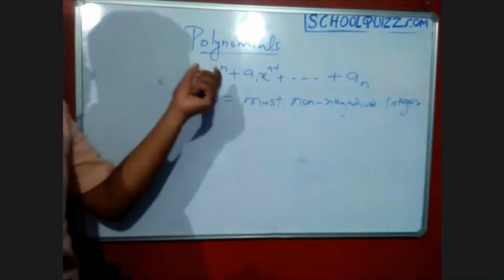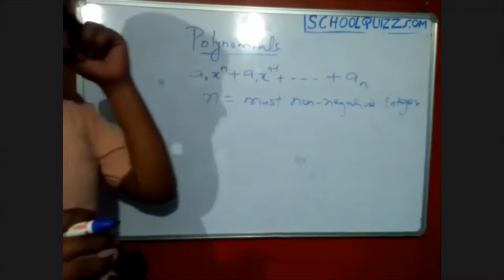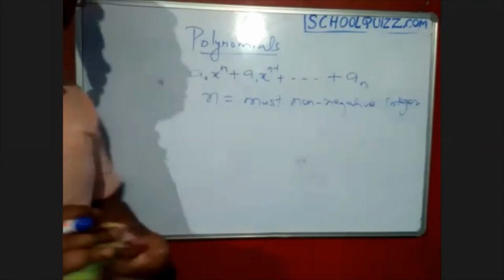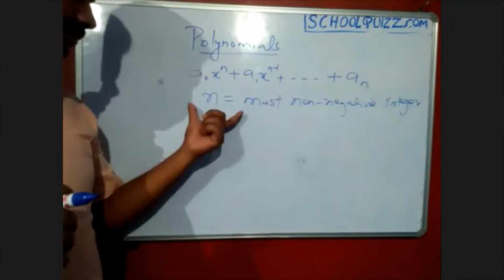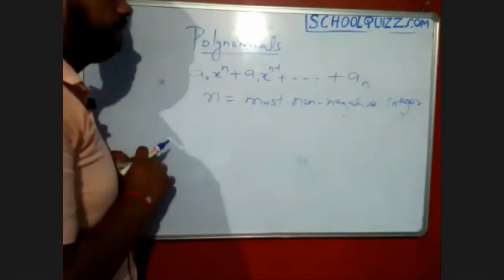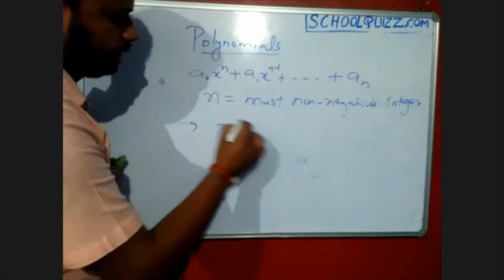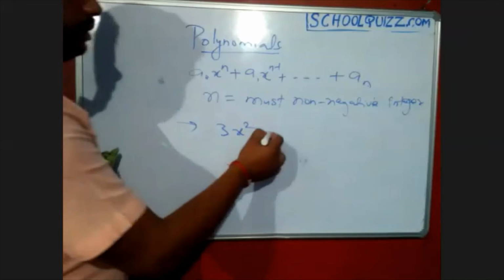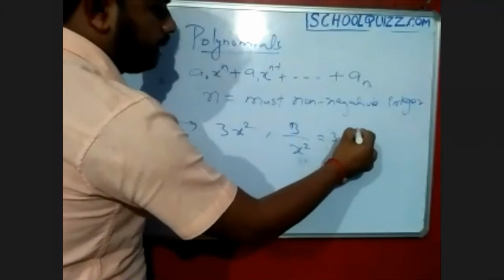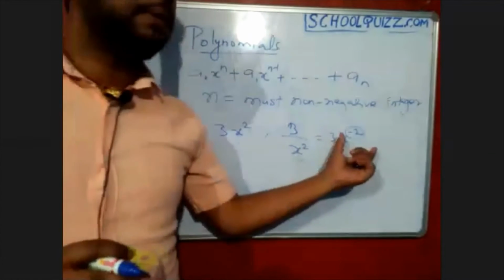So n should not be a negative number. Then we can say that the expression is a polynomial. If it is negative, then we can count it as a multinomial, but not as a polynomial. This is the first condition a polynomial must satisfy. Suppose I say 3x square, this is a polynomial. But if I say 3 by x square, which we write as 3x to the power minus 2, the power is negative here, so we can't count it as a polynomial.